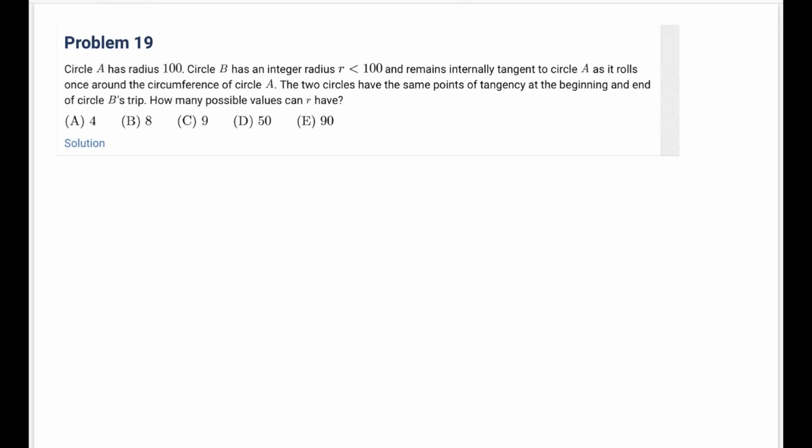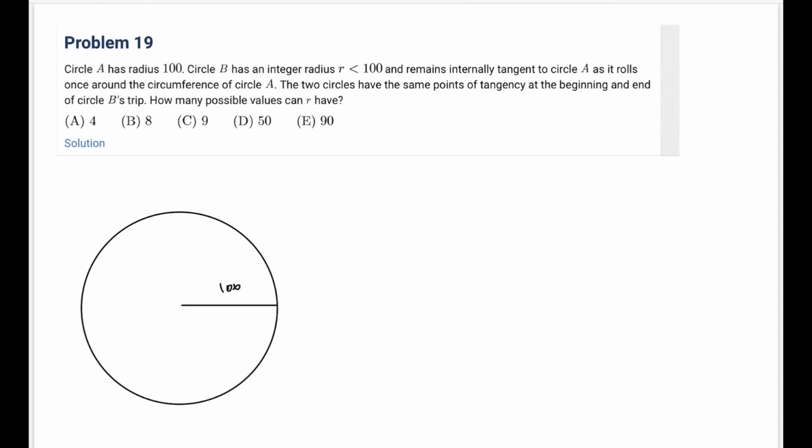Problem 19. Circle A has radius 100. Circle B has integer radius R less than 100 and remains internally tangent to circle A as it rolls once around the circumference of circle A. So we have a circle and it has radius 100. So the radius is 100. And then we have circle B, like that.